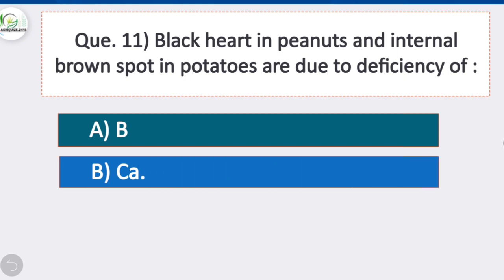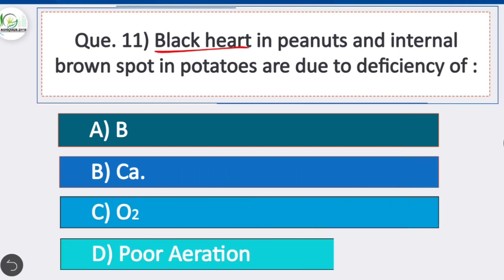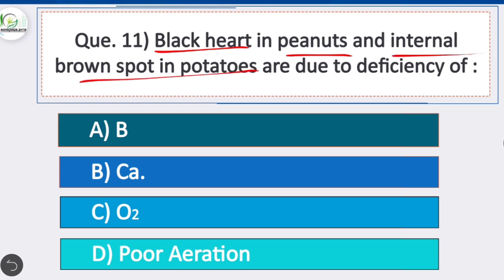Next question, question number 11. Black heart in peanuts and internal brown spot in potatoes are due to the deficiency of, option B is correct, calcium. The black heart in peanuts and internal brown spot in potatoes are due to the deficiency of calcium.